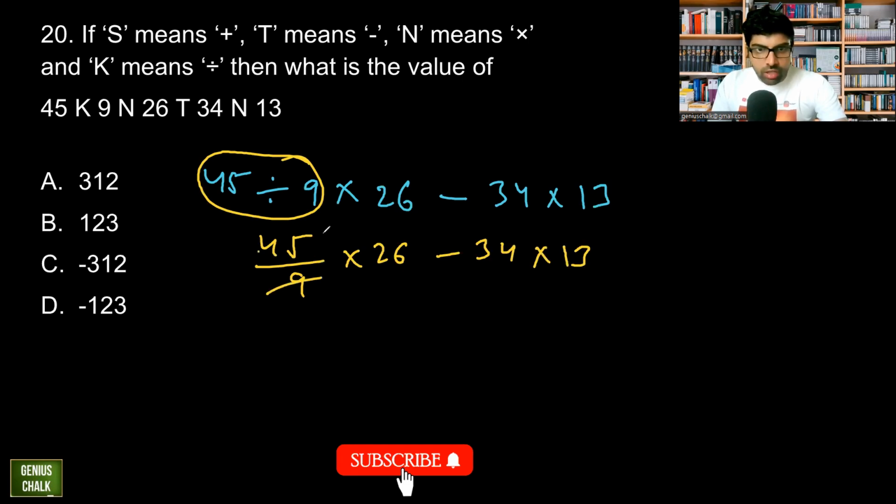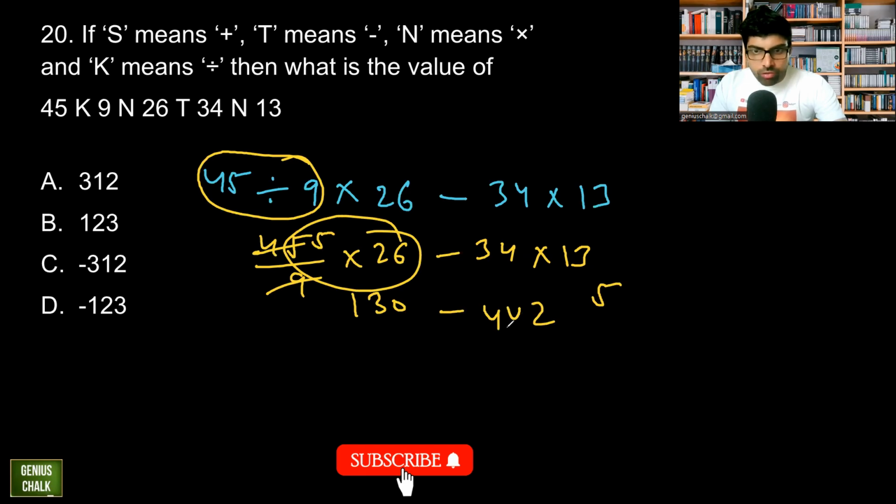So okay, let's see 5. So this is 130, 26 fives, then 34 into 13. So 13 fours are 52, 13 threes are 39 plus 5, 42. So if you subtract it, it will be minus 312. That is option C.